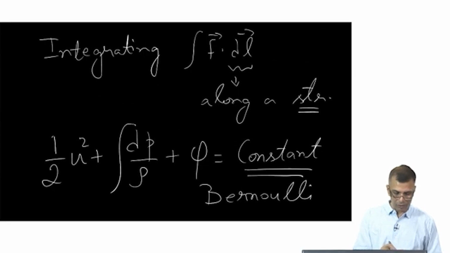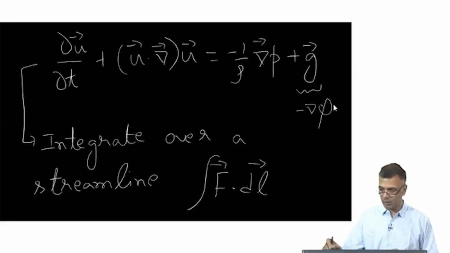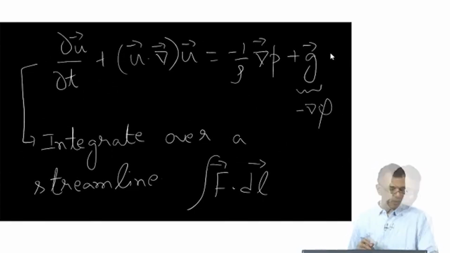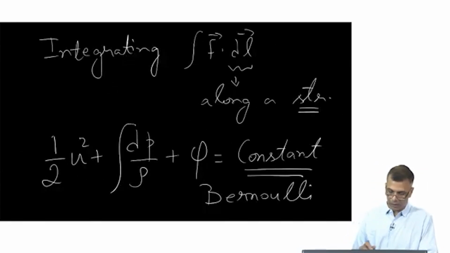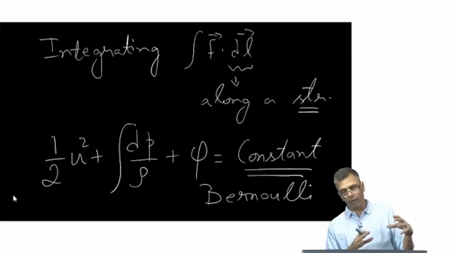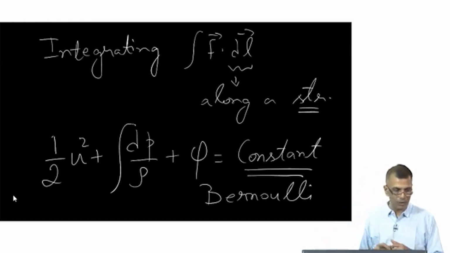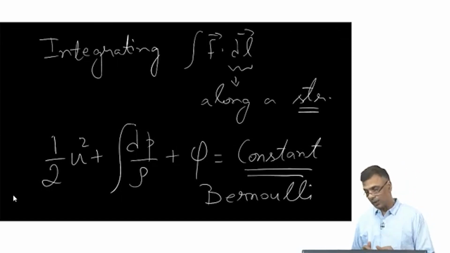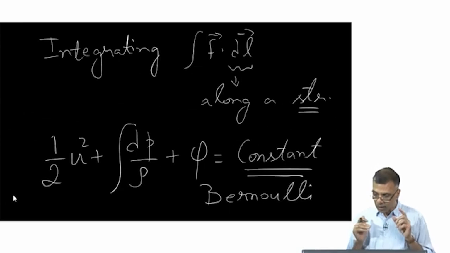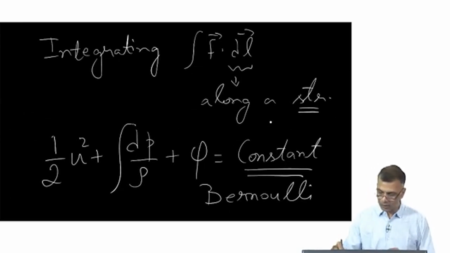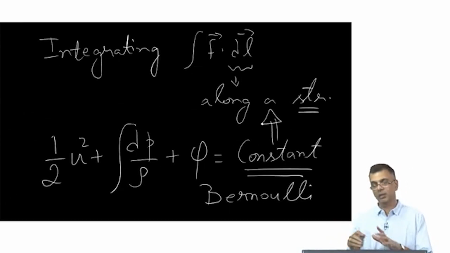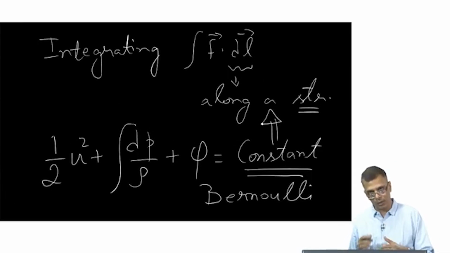So let's go back to this slide here. You arrive at this result by integrating the F along a streamline, and you get the Bernoulli constant. And the other thing is, this is constant along a streamline. It is one constant along one streamline, it's another constant along another streamline. So I want to emphasize that.